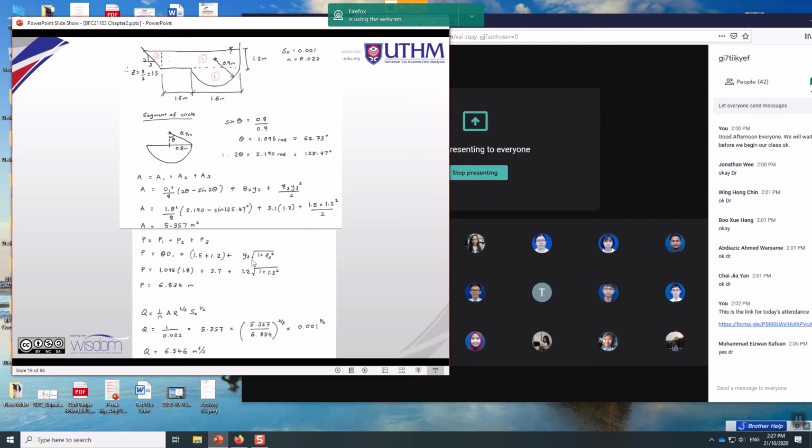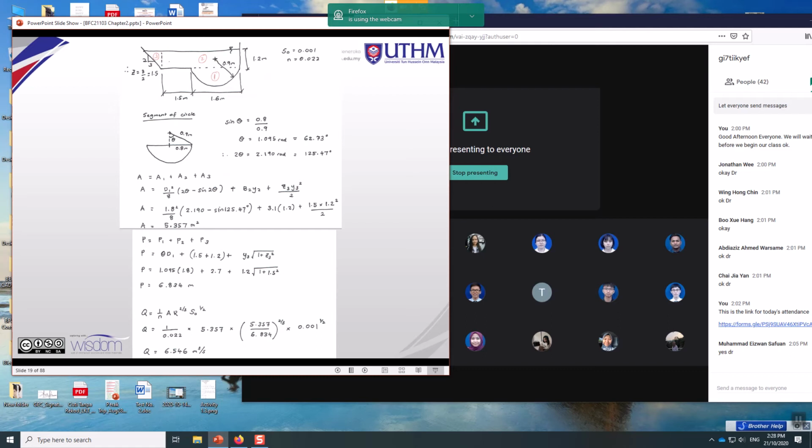Now how about the wetted perimeter for section 3? This is the length of the slanting side slope. We are taking only the distance of the measurement of only one side slope, which is y3 times square root of 1 plus z3 squared. Substitute y3, which you know already is 1.2 meter, and z3 is 1.5. So substitute all those, your wetted perimeter is 6.834 meter.